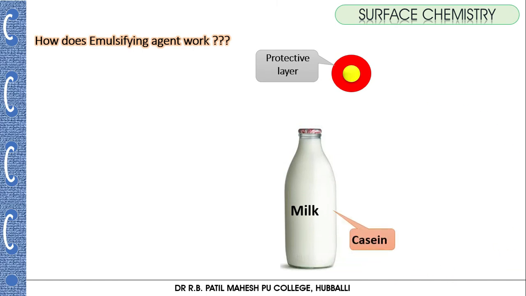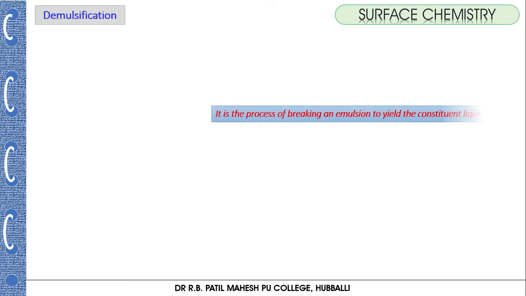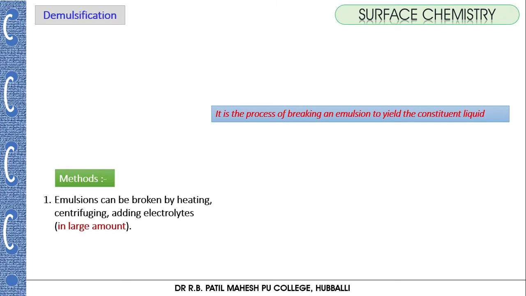Now let us see de-emulsification. It is a process of breaking an emulsion to yield constituent liquids. Let us see the methods employed for it. The first one, emulsions can be broken by heating or centrifuging or by adding electrolytes. And the second one, by chemical destruction of emulsifying agent. That means by adding acids or bases, etc.